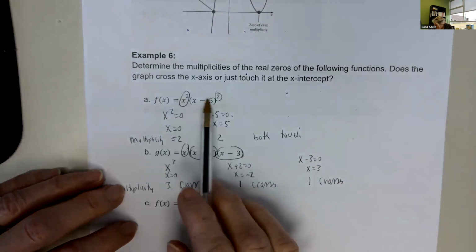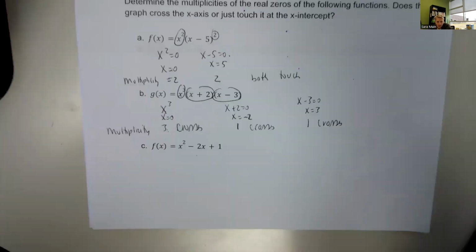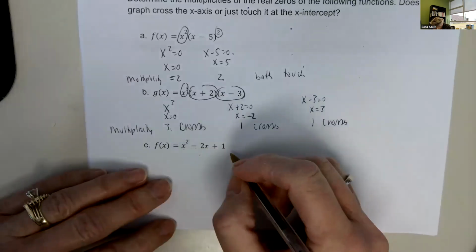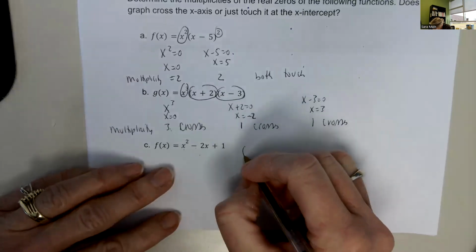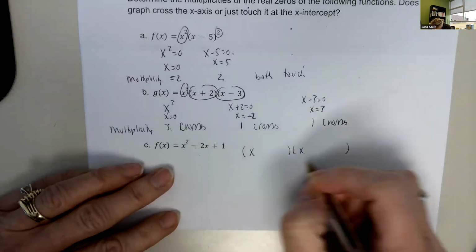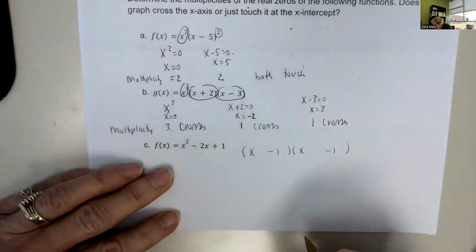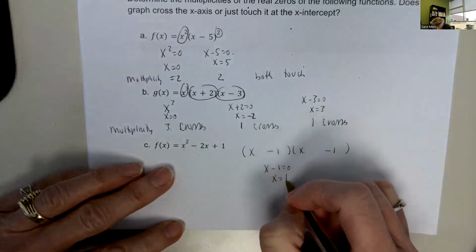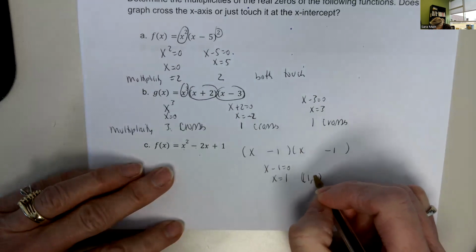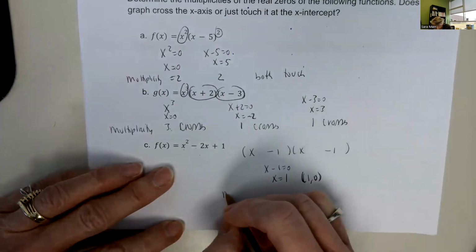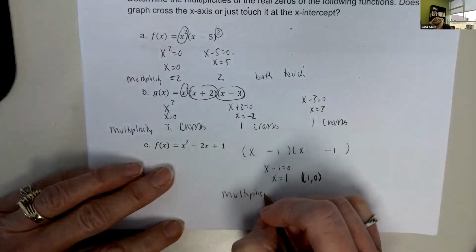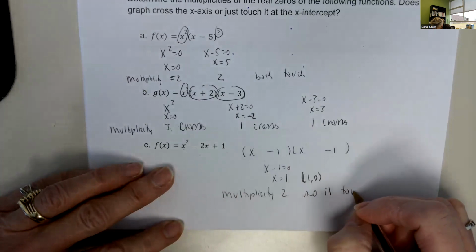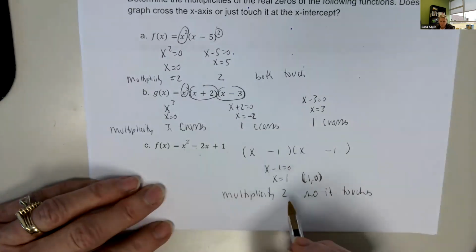And you can put these into Desmos to see that. Then letter C, we have x squared minus 2x plus 1. We have to factor that or use the quadratic formula to find the zeros. I'm going to try to factor here. So I have x minus 1 and x minus 1. So x minus 1 gives me an x-intercept at 1, or (1, 0). And it happens twice. The multiplicity is 2, so it touches because the multiplicity is even.